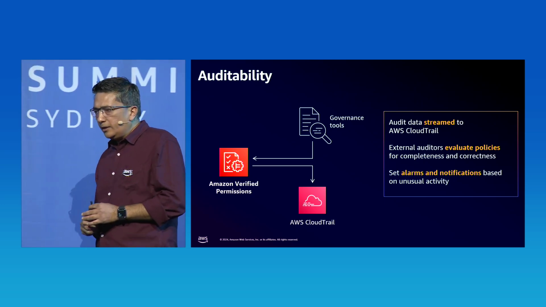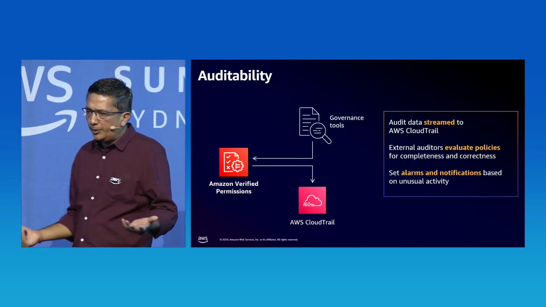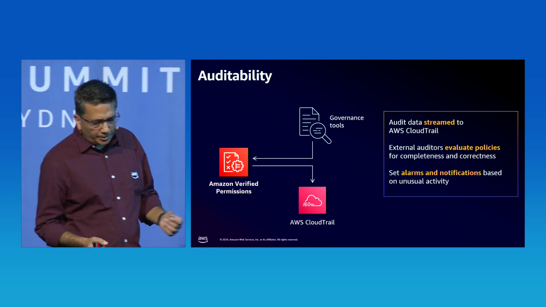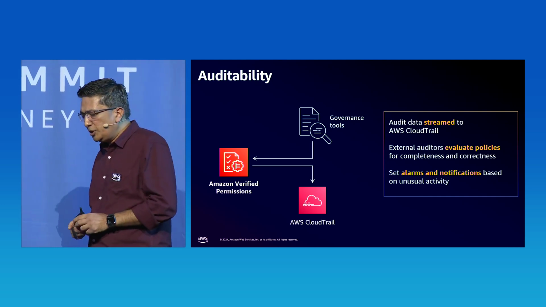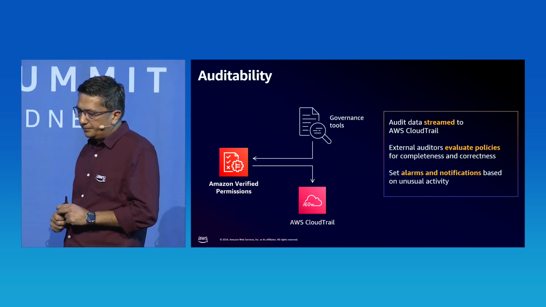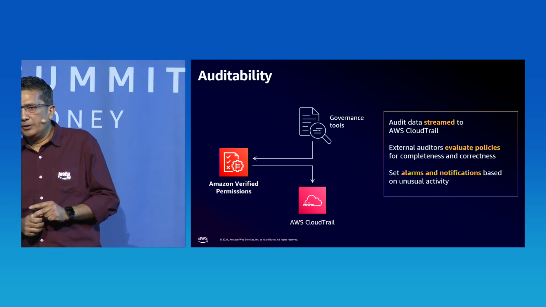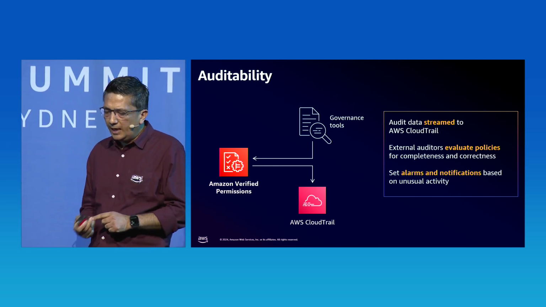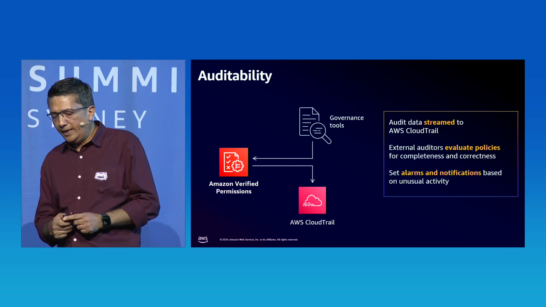And if you are in a regulated industry or an enterprise customer, auditability is a key aspect of any application. So Verified Permissions streams audit data to CloudTrail. External auditors can review the policies for correctness and completeness. And of course, you can set alarms and notifications for any anomalies.